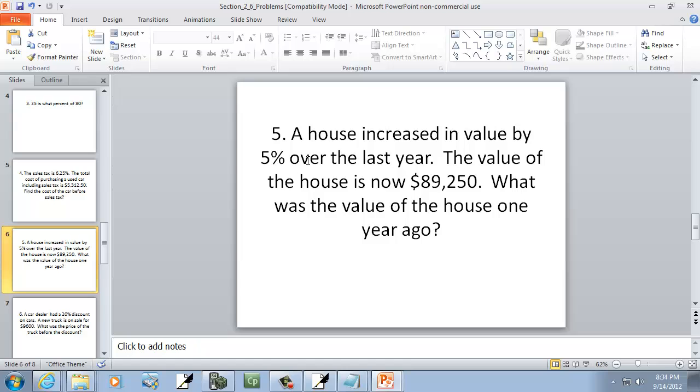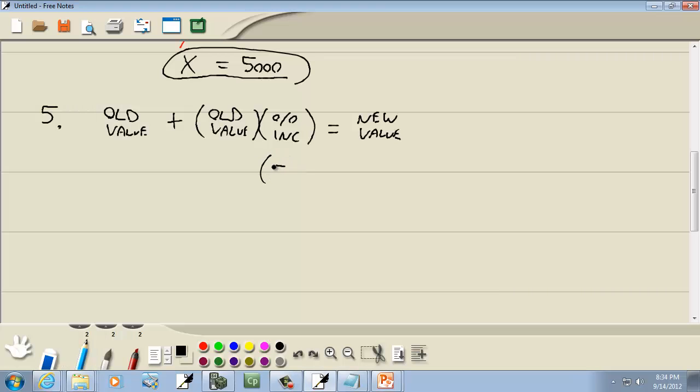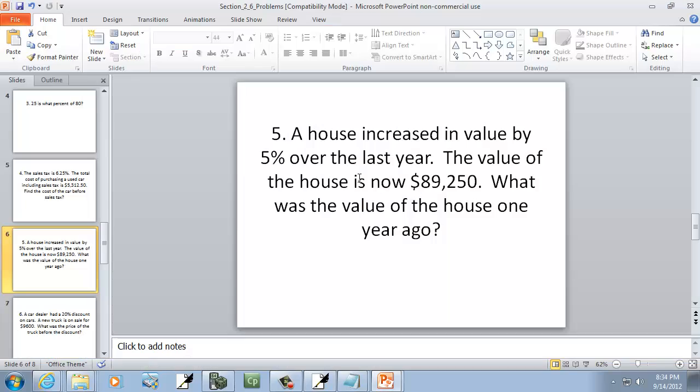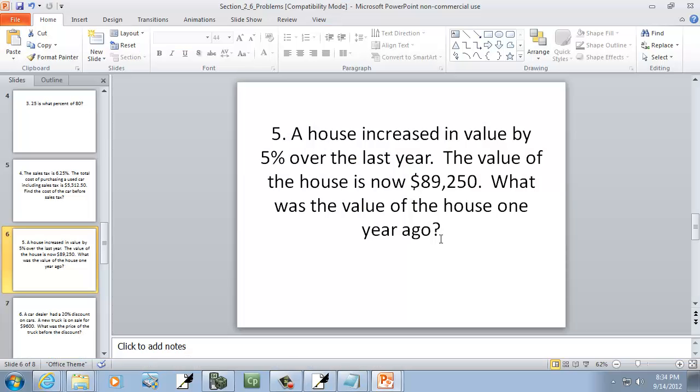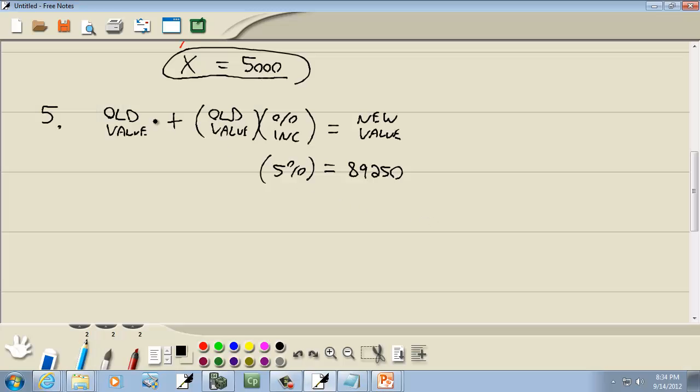See what they give us. House increased in value by 5%. So they're telling us this is 5%. The value of the house is now $89,250. So that's our new value. And it says, what was the value of the house 1 year ago? So they want to know the old value, which we don't know, so that's x. And this will be x times 5%. Well, again, we want to change our percent to decimal, so that'll be 0.05x. Again, we move the decimal place 2 places to the left. If I were to put a decimal here, it's right there. So it becomes 0.05.